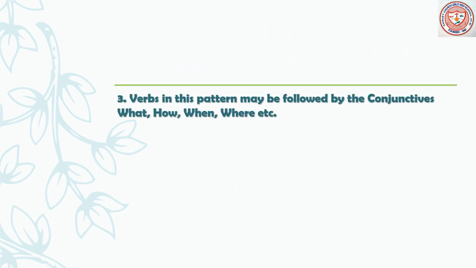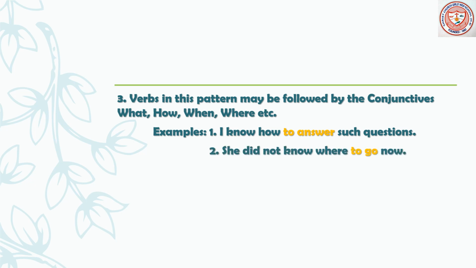Next pattern. Verbs in this pattern may be followed by the conjunctives like what, how, when, where, etc. Examples. I know how to answer such questions. So, what is the conjunctive over here? The conjunctive is "how" in this sentence, and "to answer" is an infinitive. Next example. She did not know where to go now. And in this sentence, "to go" is an infinitive.